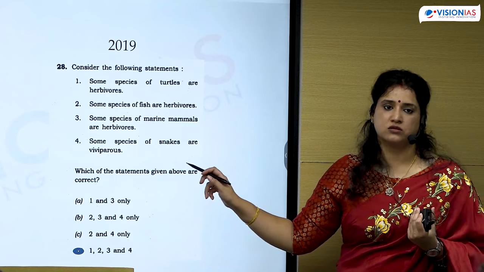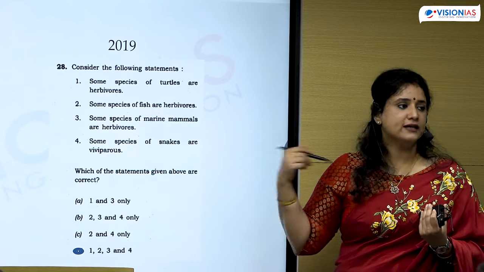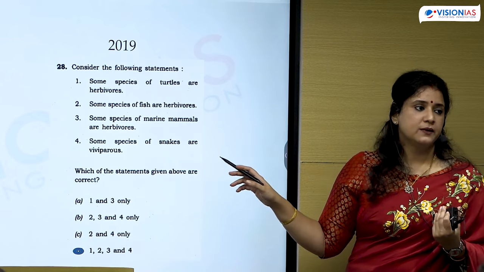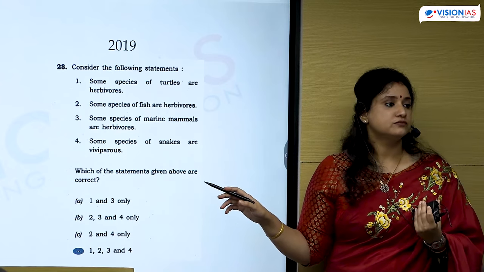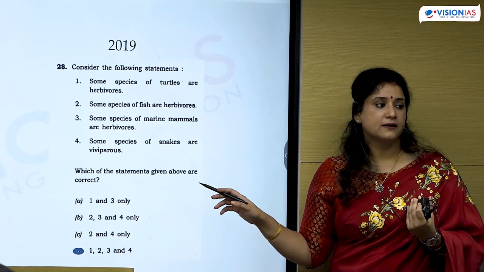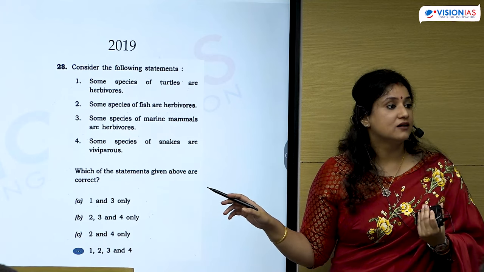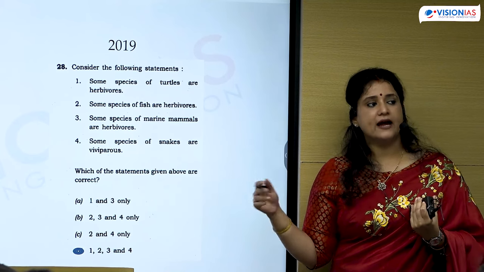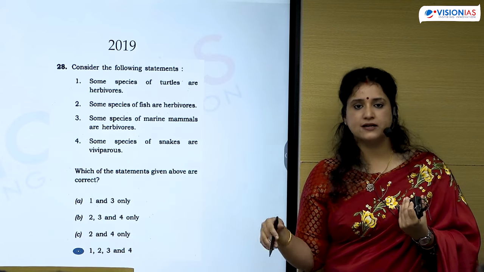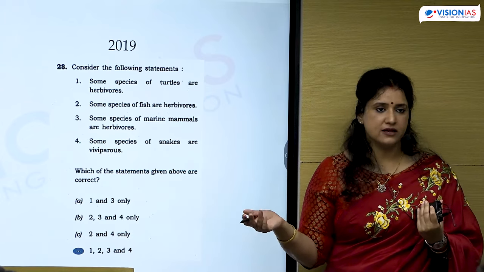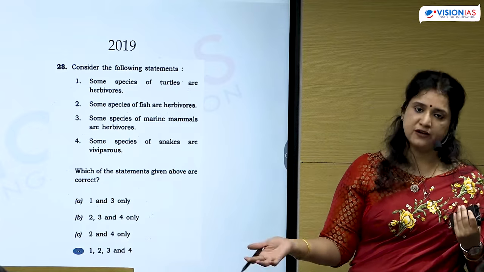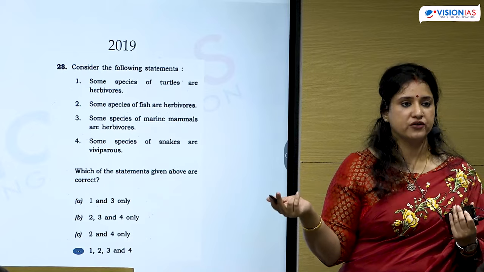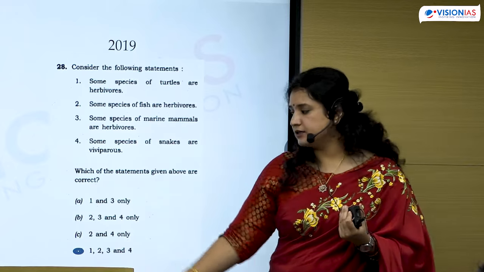This is taught in schools. At least I remember from my school time that some snakes are viviparous. What is viviparity? Direct birthing. What is oviparity? Egg laying. And viviparity is directly giving birth. That is correct. So mammals are viviparous. They don't give birth to an egg. They give birth directly to an animal. So again, behavioral aspect, that means reproduction related. So all are correct. Answer is this.